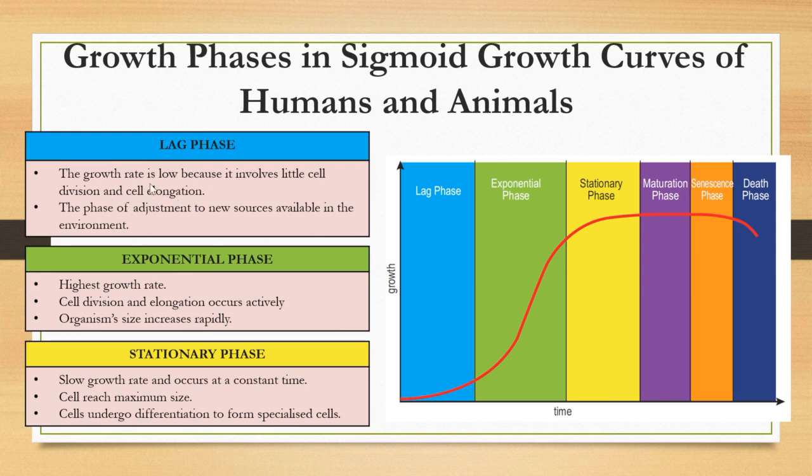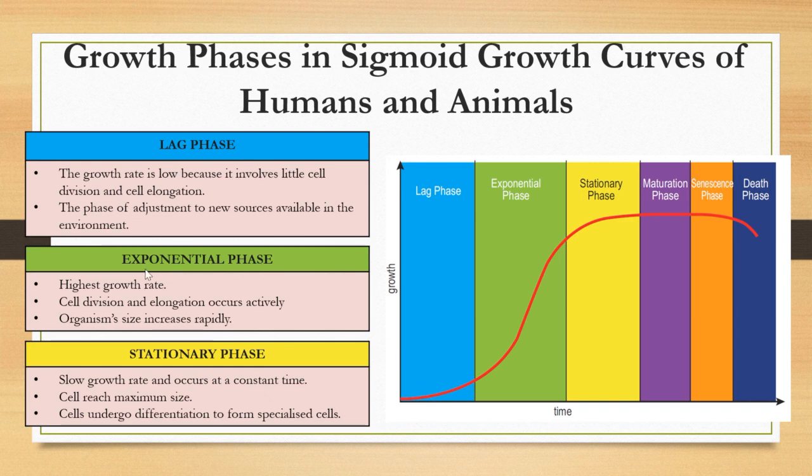We can see here the growth rate is low. It only involves a little cell division and cell elongation. So this is the phase of adjustment to the new resources available in the environment. This is referred to as the adjustment phase.